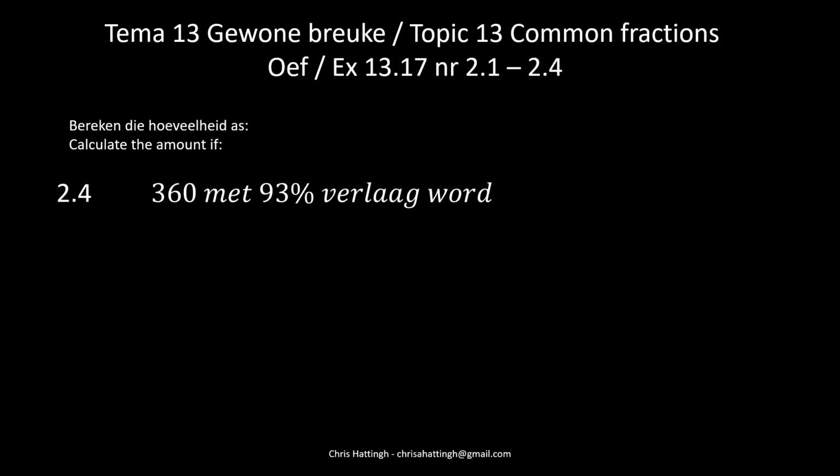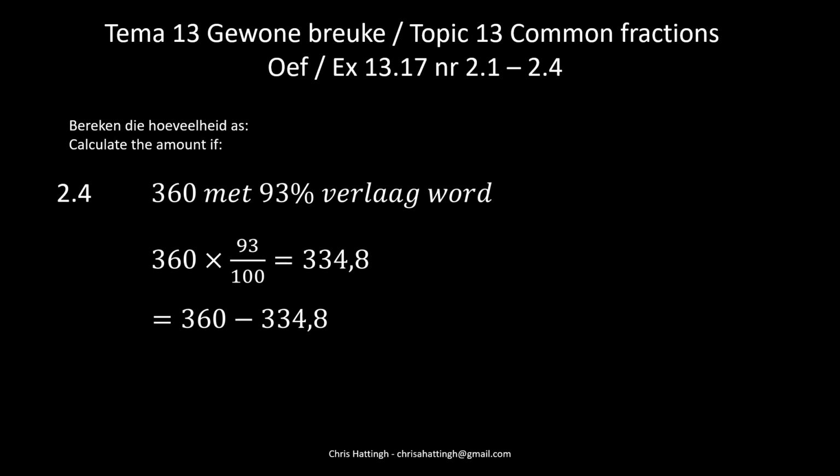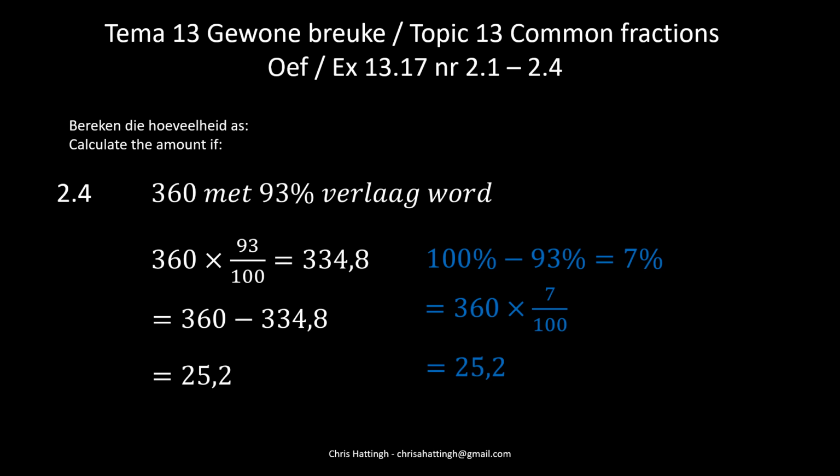Number 4, 360 is decreased by 93%. So 93% of 360 is 334.8. Subtracted off 360, you'll get 25.2. Alternatively, you're looking for 7% of 360, so that will also give you 25.2.